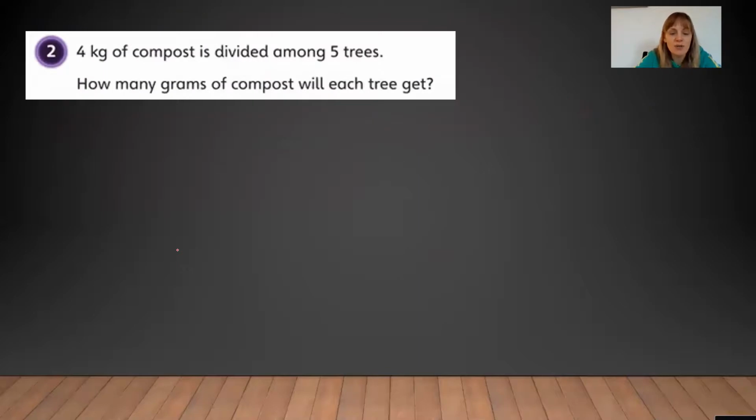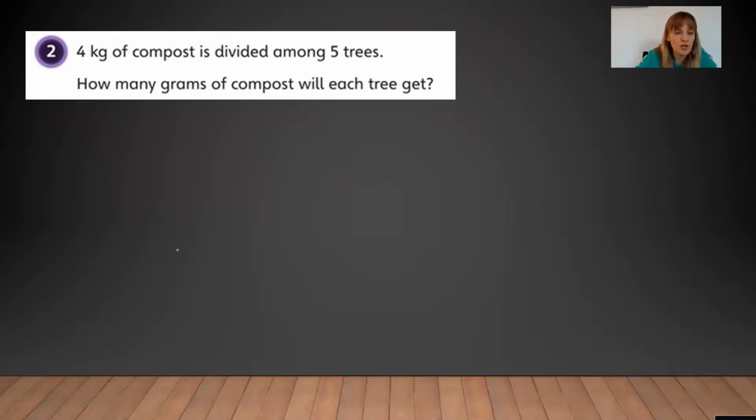All right, number 2. So this one here, 4 kilograms of compost is divided amongst 5 trees. How many grams of compost will each tree get? Now we can do this 2 ways. We could think, well, 4 kilograms of compost, I'm going to divide that by 5, okay? And that's going to give me in kilograms how much compost they get each.